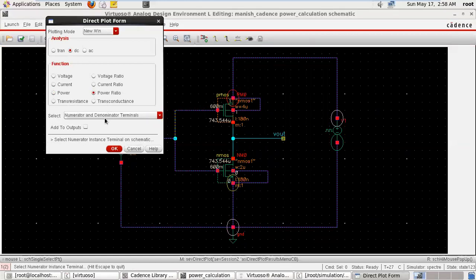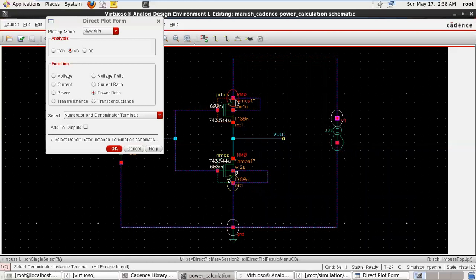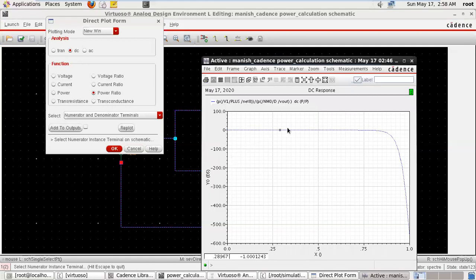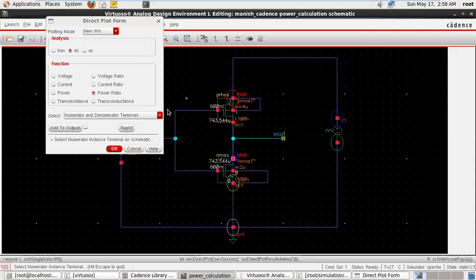In power ratio, there are numerator and denominator terminals. So same here, numerator and denominator. If you want the power of two nodes, just select the two terminals. When we are selecting the numerator and denominator terminal, this is the numerator power and this, suppose, is the denominator terminal. So this is the ratio of these two node powers. Okay, so it is very important to understand the significance of every node.